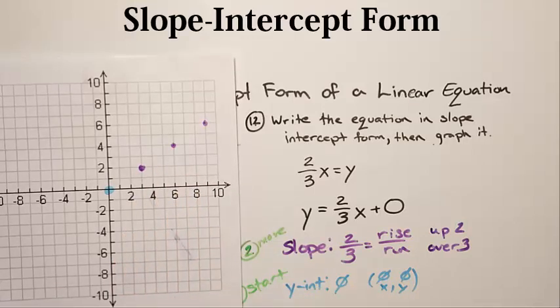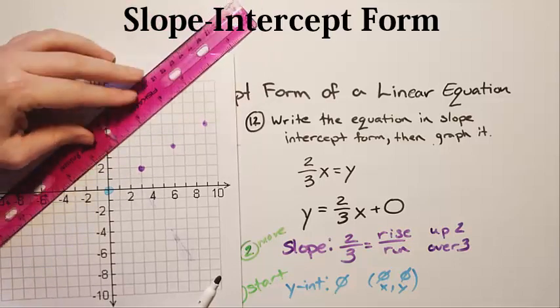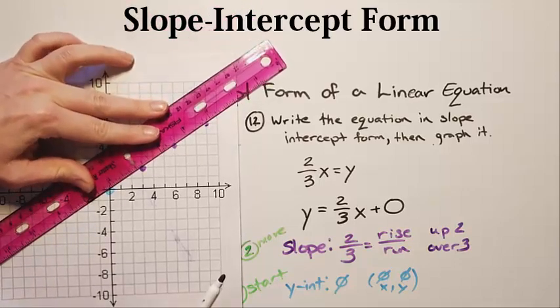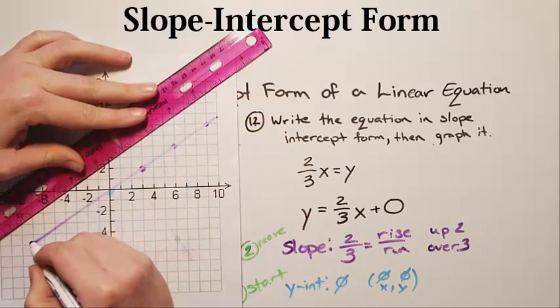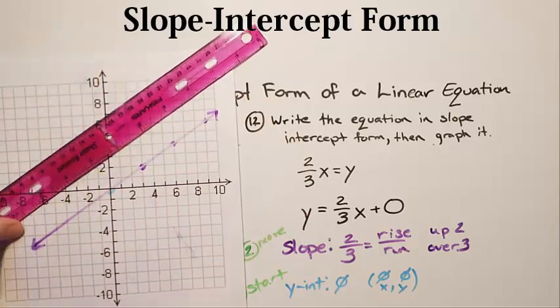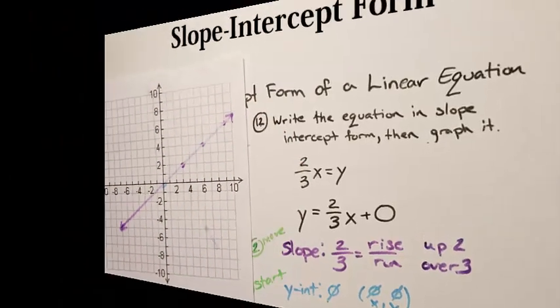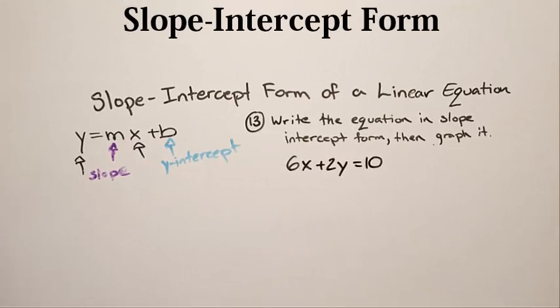I found a bunch of points in a line. So I'm going to go ahead and connect them with a line. That line needs to have arrows on both ends. And then you're done. All right, our last example for today.